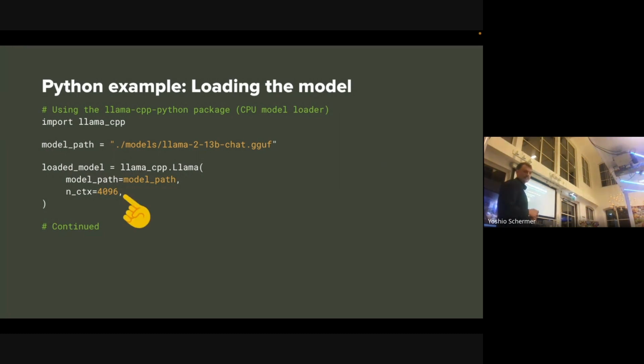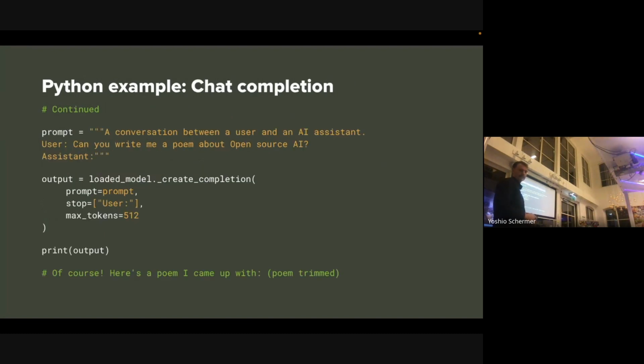And note the n underscore ctx. That is the context window. So a language model can only have a set context length. That's how much it remembers. In this case, it's 4,000 tokens. That can scale, but most LLaMa models only support up to 4,000. So I continue with that. It's in the memory now. I can work with it.